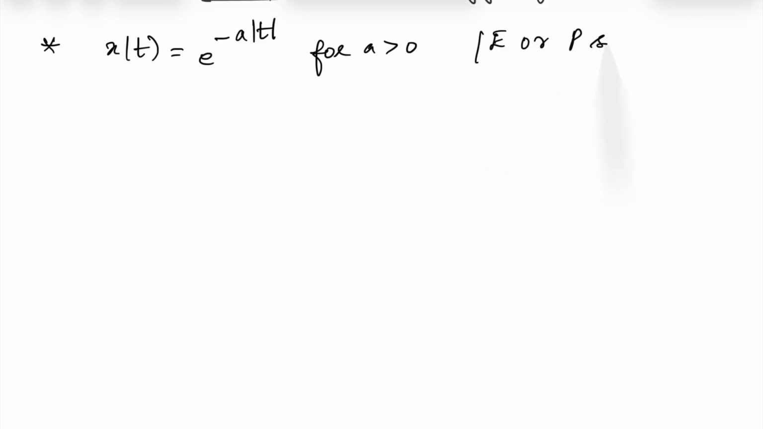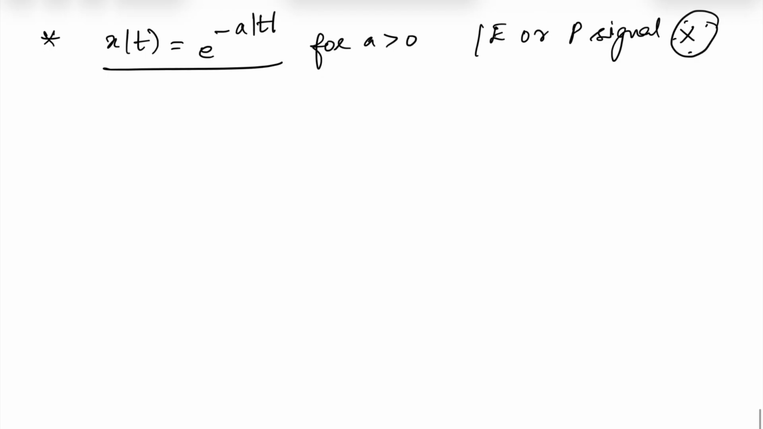Now let me go on to the next important problem. x of t is equal to e^(-a|t|) for a greater than 0. Check whether this signal is an energy or a power signal. This is a repeatedly asked important question. x of t is equal to e^(-a|t|).